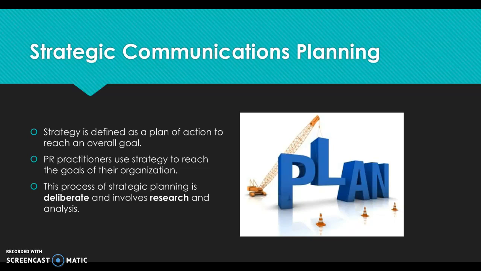Now, strategy is defined as a plan of action to reach an overall goal. PR practitioners use strategy to reach the goals of their organization. Think about it even like playing Battleship. You need to have a plan, a strategy of how you are going to reach that goal of sinking the battleship. Planning is deliberate. Things don't just happen on a whim. You plan out and decide when things are going to happen. And in order to do that, you need the data. You must do research and analysis.